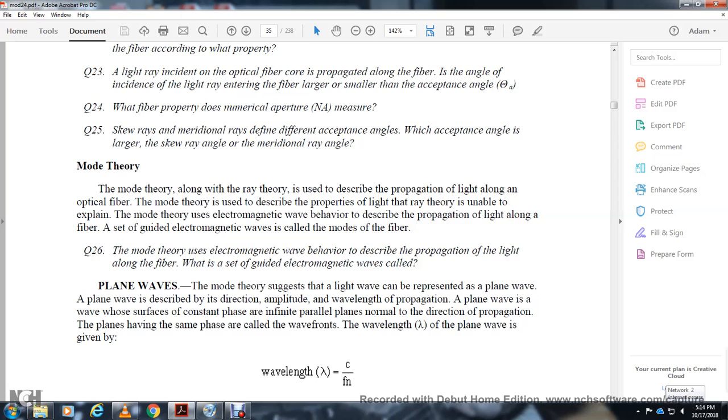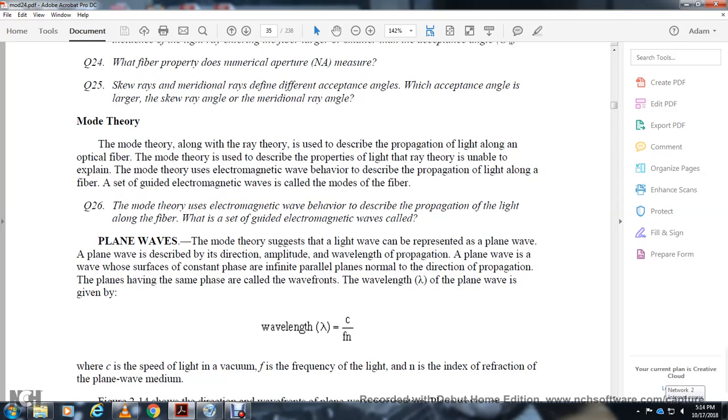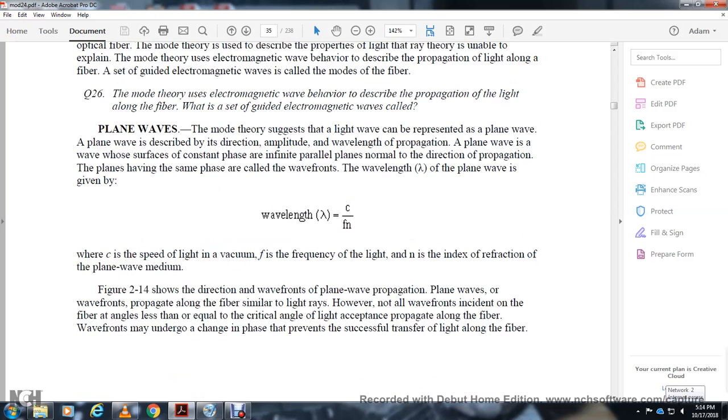The wavelength of the plane wave is given by the wavelength equal to the speed of light in vacuum over the frequency of the light, times the index of refraction of the medium. Figure 2.14 shows the direction of plane wave propagation. The plane wavefronts propagate along the fiber similar to the light wave. Not all wavefronts are propagated.